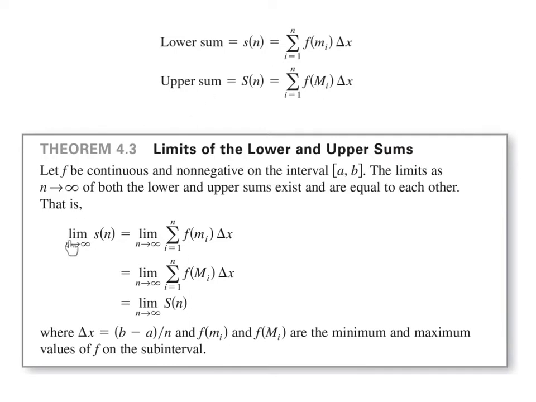And so here we have the definition of the limit of the lower and upper sum. So f is our function, and it's got to be continuous and non-negative on an interval from a to b inclusive. And we're going to take the limit as n approaches infinity. Remember that n represents the number of rectangles that we break it up into. So if we have an infinite amount, we should be able to get the area under a curve.